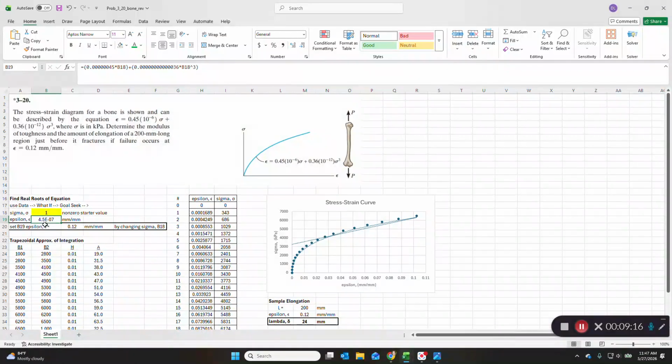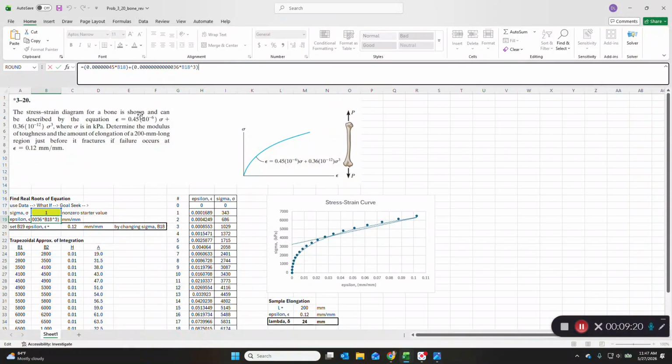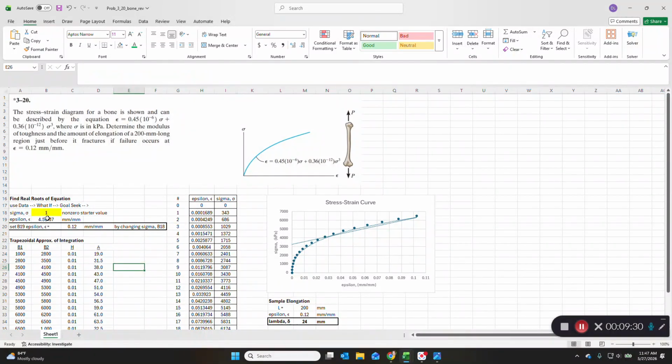But what we're going to do here is set up the equation that's given to us, 0.45 times 10 to the minus 6 sigma plus 0.36 times 10 to the 12th sigma cubed. That's here in this cell of epsilon. And we know that at an epsilon value of 0.12, it fractures, it fails.